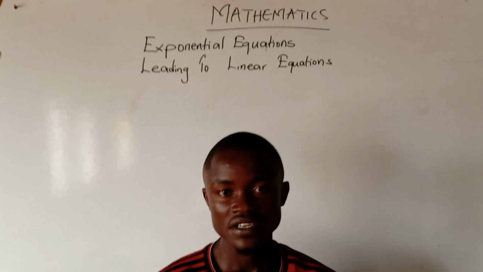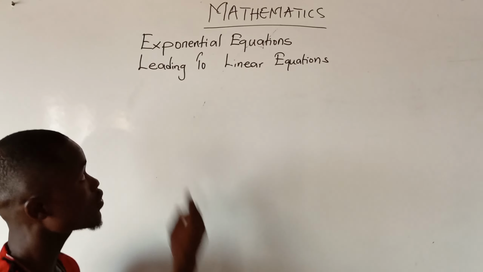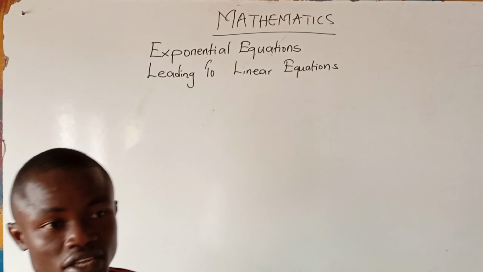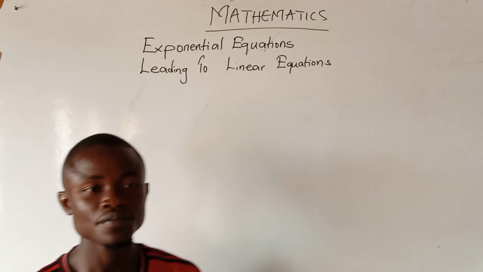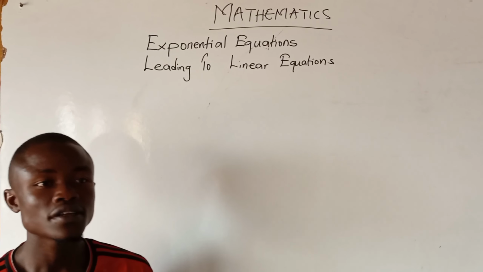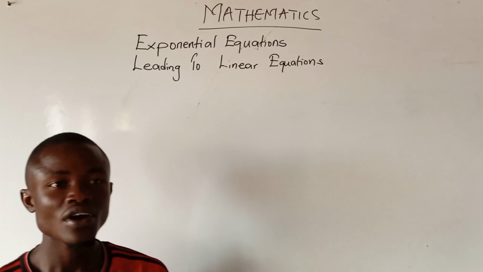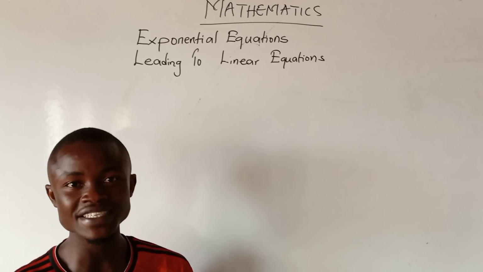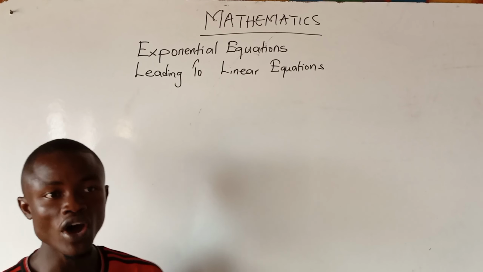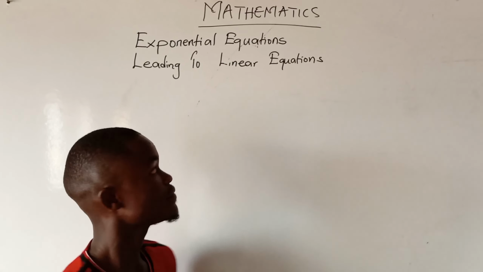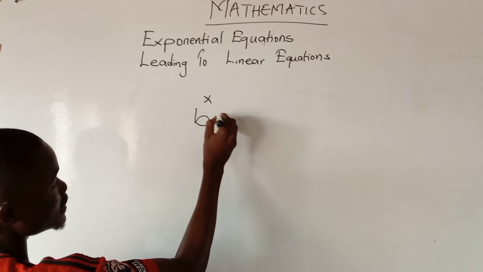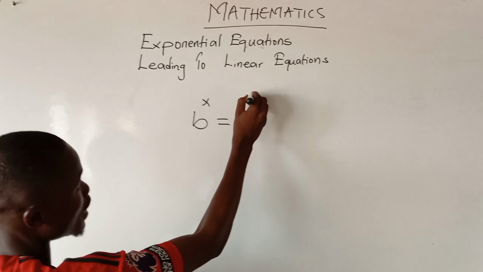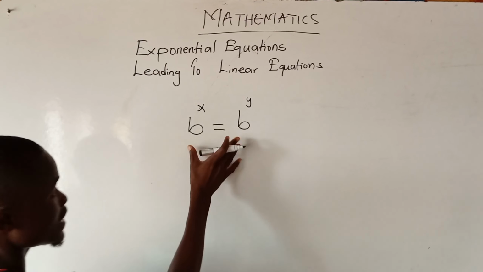Hi friends, today we are going to discuss exponential equations. First of all, when you say exponential equation, it's an equation which has a variable or unknown quantity as index or exponent. For instance, b raised to the power x equals b raised to the power y. There is an expression.